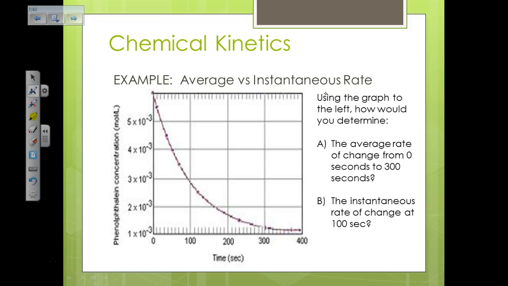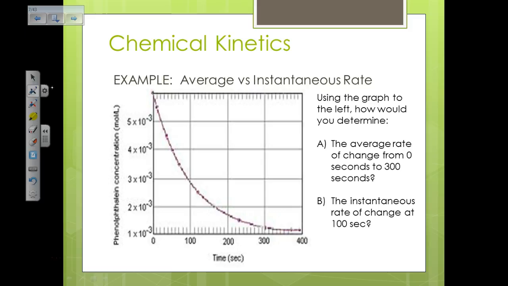Now, here's a real life example, a second one, and this is concentration over time. Before we get into this, let me explain what's going on here.